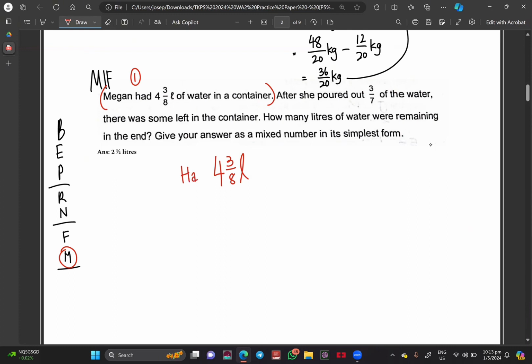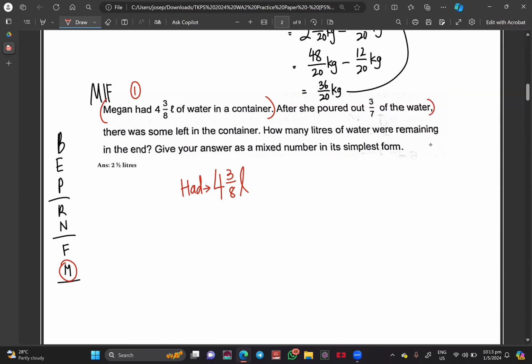A wise man once told me, to really gain clarity, what you need to do is express your ideas by writing them down. So what did she do? She poured out 3 over 7 of the water. Did she pour out everything? No, she said, I'm just going to pour out 3 over 7 of the water.